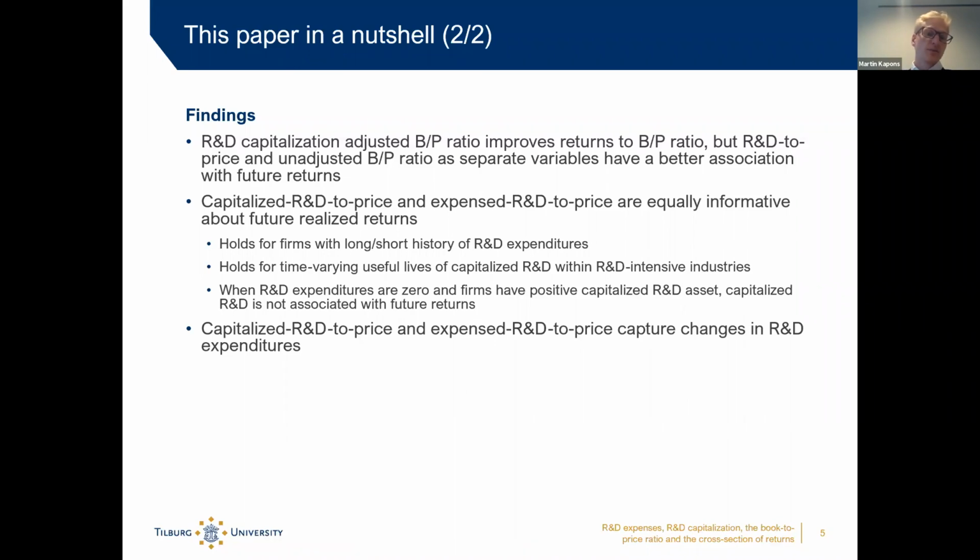And then finally, I also do an analysis on an extreme subsample where there's no correlation whatsoever between these two ratios, namely when current R&D expenditures are zero, but firms still have a positive capitalized R&D asset. Here I find that capitalized R&D is not associated with future realized returns, which might imply that it is actually current R&D expenditures that drive the association of these two variables with future realized returns.